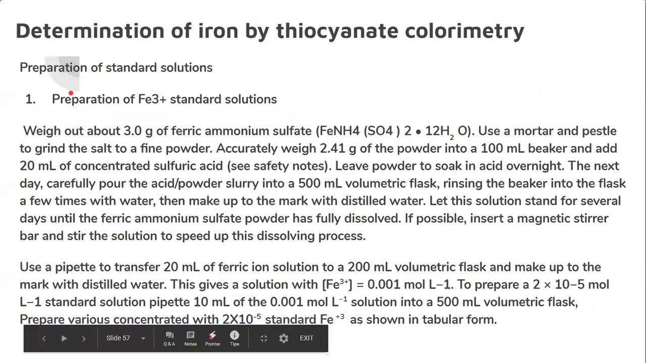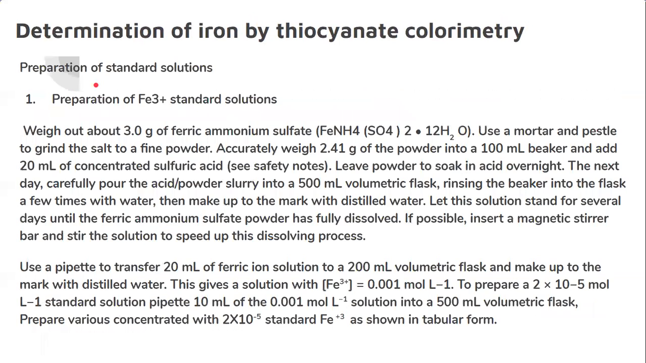Now for this experiment we need to prepare some standard solutions. First we need to prepare the ferric ion standard solution. For that, we require 3 grams of ferric ammonium sulfate, which needs to be powdered. After powdering, accurately weigh 2.41 grams of that powder and transfer it into a 100 ml beaker, and after that add 20 ml of 1 molar concentrated sulfuric acid. Leave the powder to soak in acid overnight.